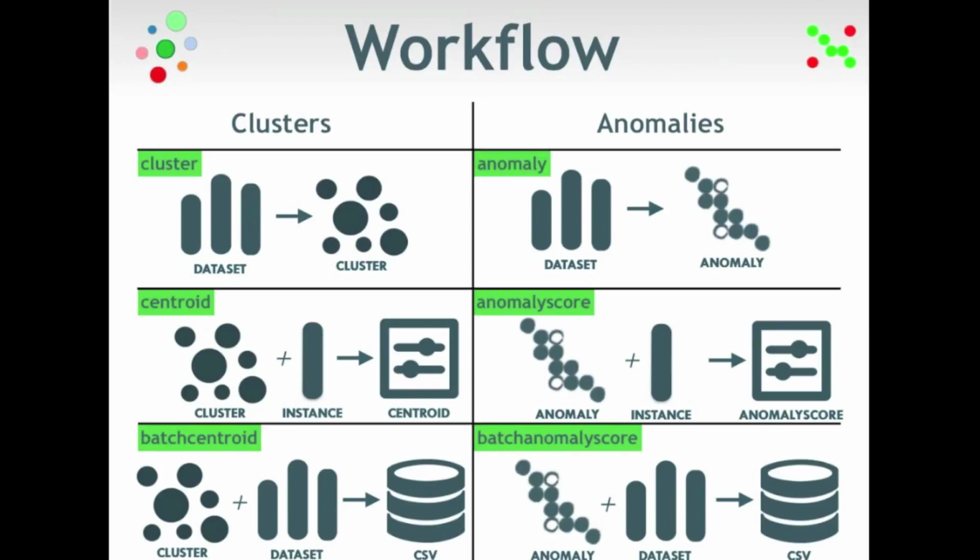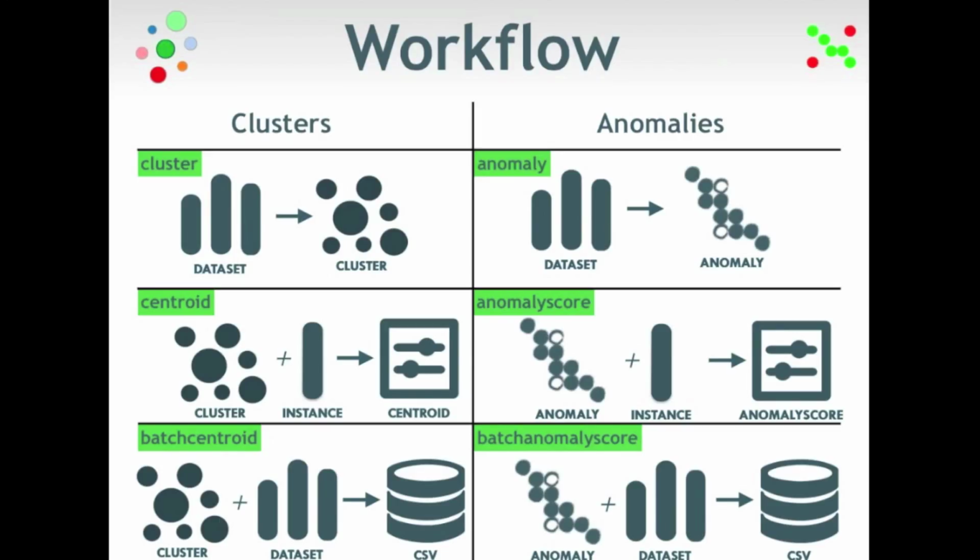Similarly, for the anomaly detector, we have the anomaly endpoint for creating an anomaly detector from a data set, the anomaly score endpoint for computing the anomaly score in the range 0 to 1 for a single instance, and the batch anomaly score for computing the anomaly score over an input data set.